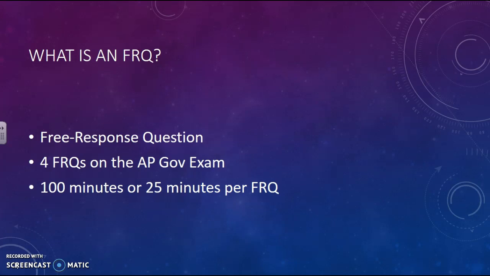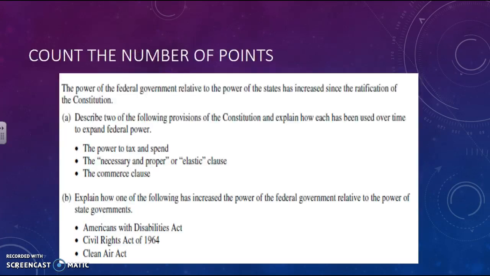On the exam, you'll see 4 FRQs, and you'll have about 25 minutes per FRQ, or a total of 100 minutes. It is by far more than enough time, and there's no reason to ever really rush on an FRQ because they provide you such ample time, which is a really nice part of this. So this is the only writing component for the AP Gov exam.